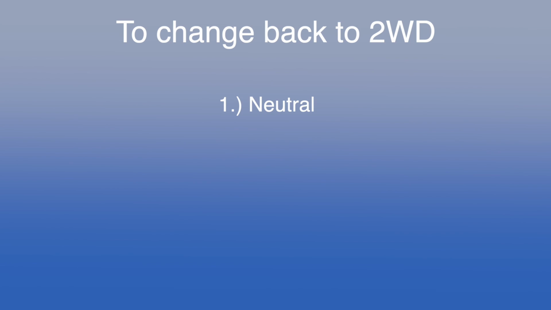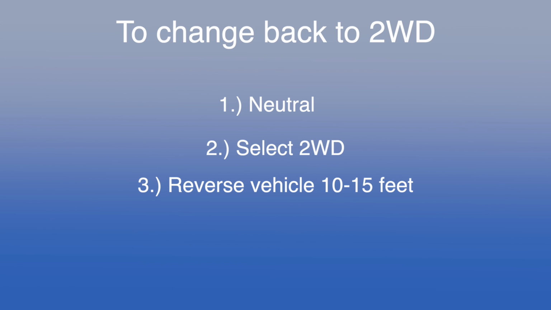If you don't feel the vehicle binding, then some part of the four-wheel drive system is broken. To take it out of four-wheel drive, just put it in neutral, shift back to two-wheel, and sometimes you need to back the vehicle up 10 or 15 feet to disengage. Obviously don't drive it very far in the parking lot because it can ruin the system, but a few feet won't matter.